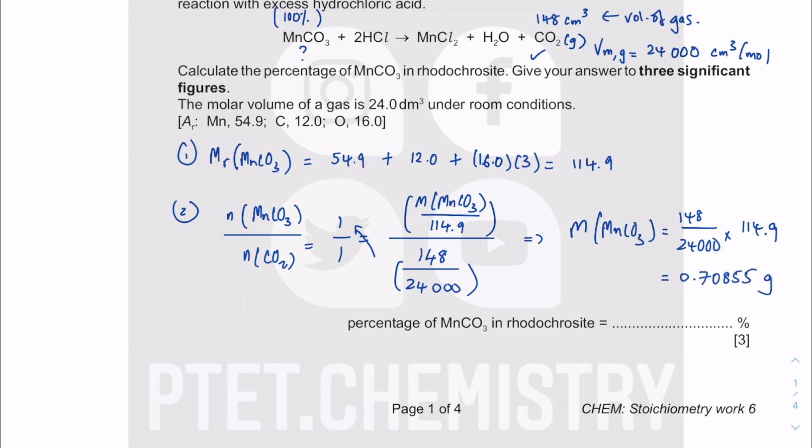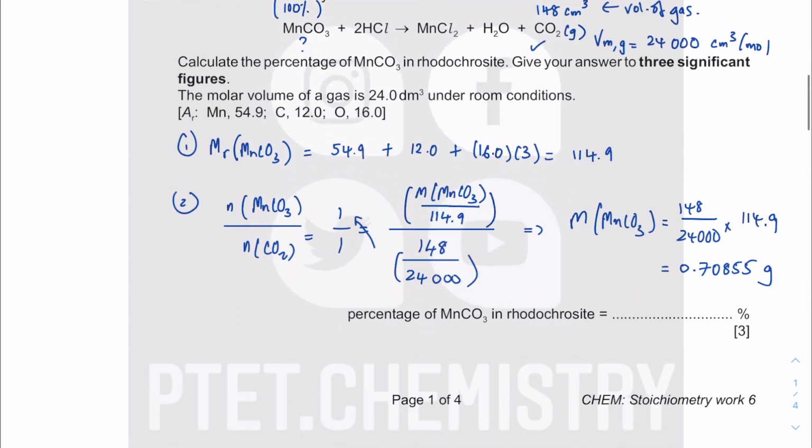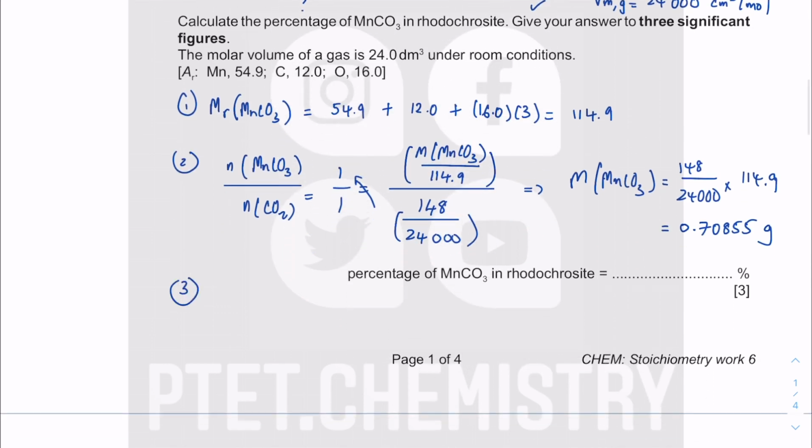0.70855 gram. So that means if I get this much carbon dioxide, it comes only from 0.70855 gram of these, of which I actually had 2.00 gram of the ore. So how much of the 2 gram is actually MnCO3? So the percentage of MnCO3 is going to be how much of it is MnCO3?